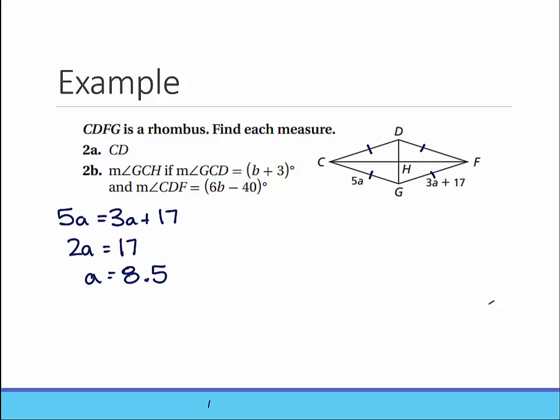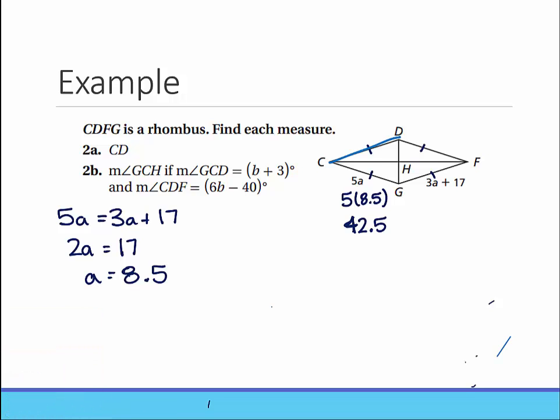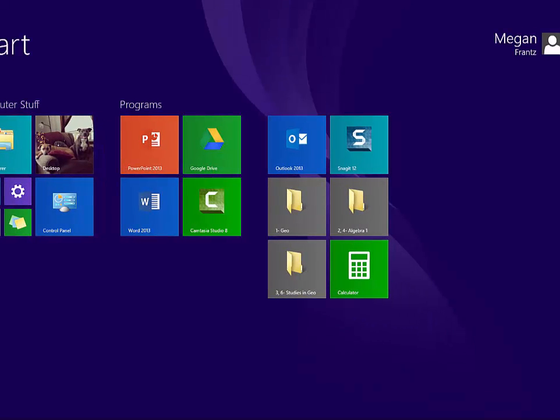So then when I plug that back in, I can do 5 times 8.5, and I end up with 42.5. So that means all of these sides have to be 42.5. So when they ask us for CD, even though it's up here, I know it has to be 42.5. Whoa.